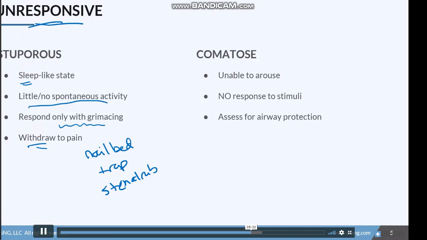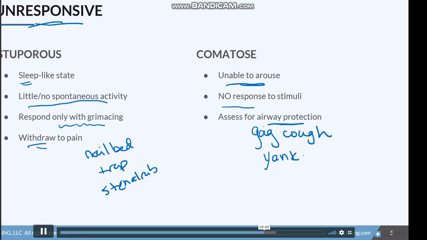And then finally, we use the term comatose for patients who are completely unarousable. They don't respond to any stimuli, even those super deep sternal rubs. The only other thing we really need to assess on these patients is whether or not they have a gag or a cough reflex, because we need to know whether or not they're going to be able to protect their airway. So we'll use that Yankauer and we'll stick it in the back of their throat and see whether or not they have a gag reflex. The number one concern here is that they're going to have trouble protecting their airway. And if that's the case, we need to assess for airway protection and get help as soon as possible.